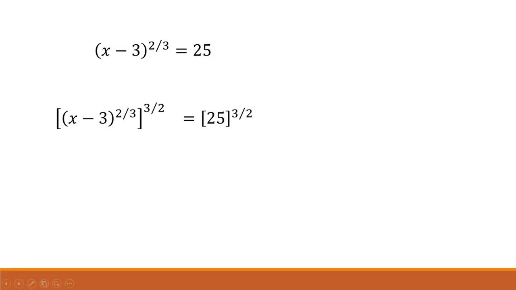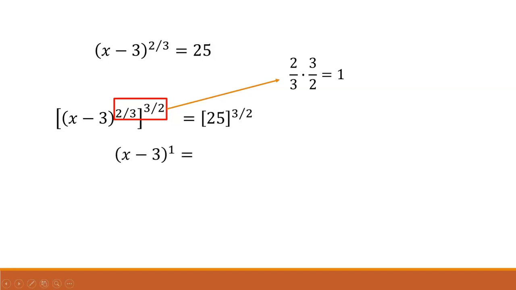Now the reason we do that is on the left side, we now have a power raised to a power. And when we raise a power to a power, we multiply the powers. 2/3 times its reciprocal, 3/2, is 1. So on the left side of the equation, we now have (x minus 3) to the first power.